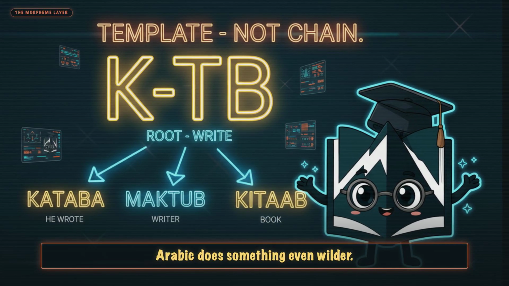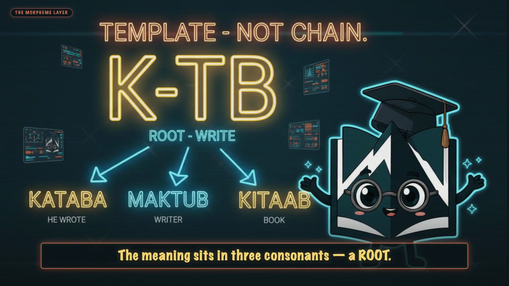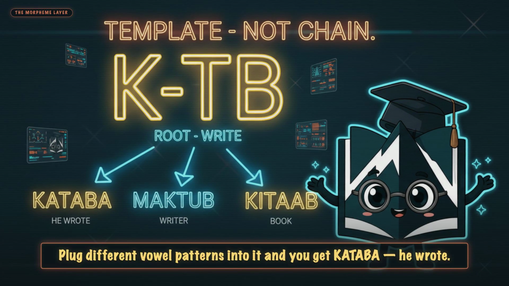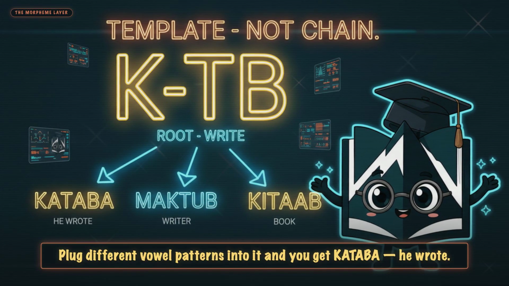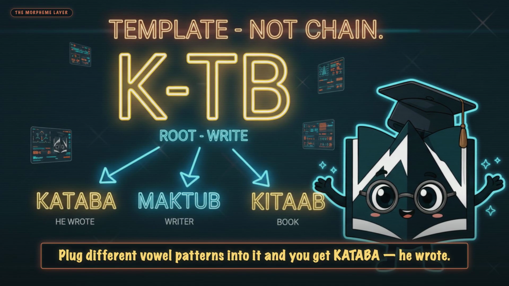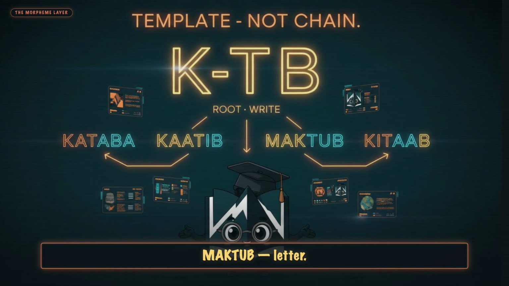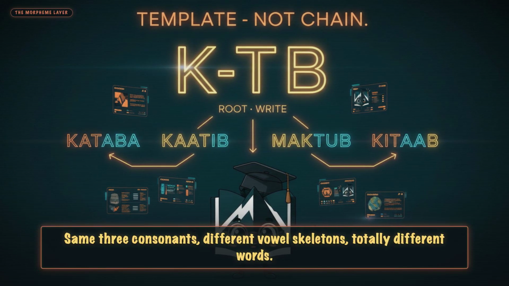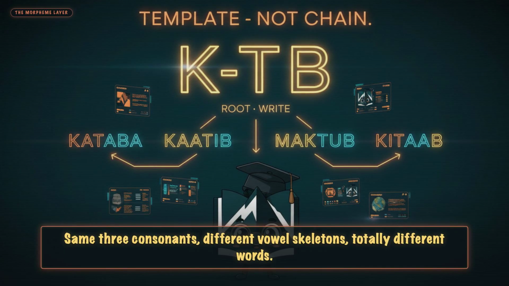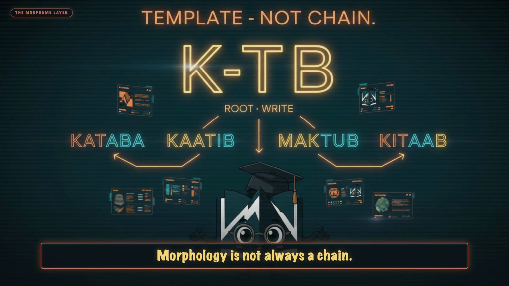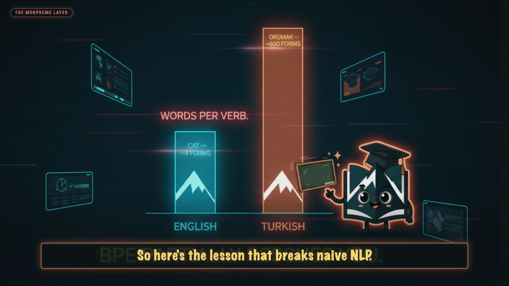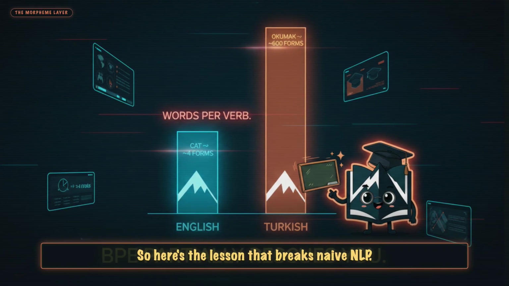Arabic does something even wilder. The meaning sits in 3 consonants, a root. KTB is the write root. Plug different vowel patterns into it and you get kataba, he wrote. Katib, writer. Maktub, letter. Kitab, book. Same 3 consonants, different vowel skeletons, totally different words. Morphology is not always a chain. Sometimes it's a template.